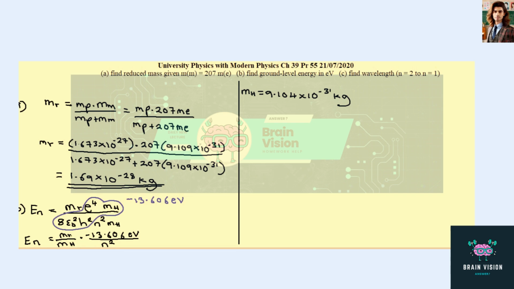Now that we have the reduced mass of the hydrogen-like atom and that of hydrogen, and for the ground state we know n is equal to 1, we can plug in those values and find our energy. If you do that carefully, you will find out that the energy is negative 2.53 kilo electron volts. And that does it for B.